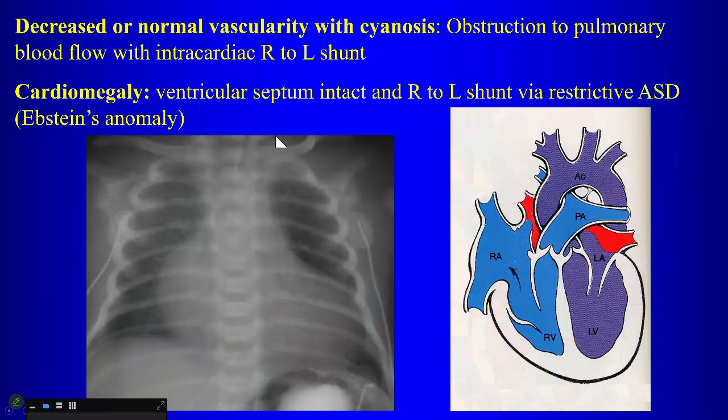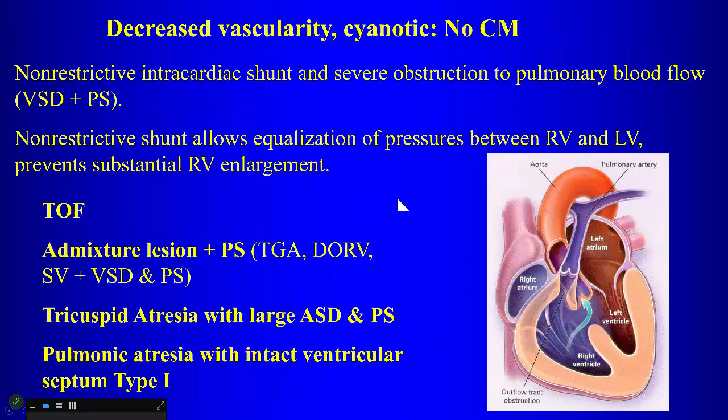When we have cardiomegaly, usually the ventricular septum is intact, and the right to left shunting occurs at the atrial level. And so if that atrial septal defect or patent foramen ovale is not very large, the right atrium can enlarge here, and that gives you the enlarged right atrium. And the classic lesion in this category is Epstein's. And we'll talk about Epstein's in a little bit too.